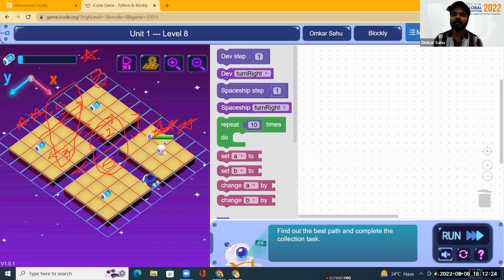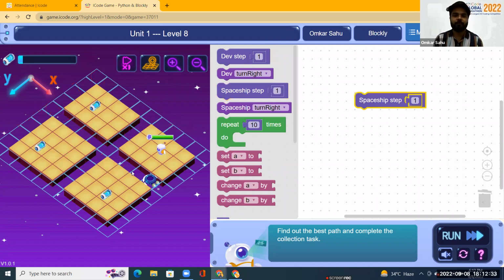So let's clean the drawing and we will be writing the program this time. Have a look at it. First of all, we will ask the spaceship to take a step forward. Then the character Dave should take 1, 2, 3, 4, 5 steps in the forward direction. And then the character Dave should go back 3 steps, 1, 2, 3, so that it can go back to the spaceship. We will ask the character Dave to take 3 steps in the backward direction.